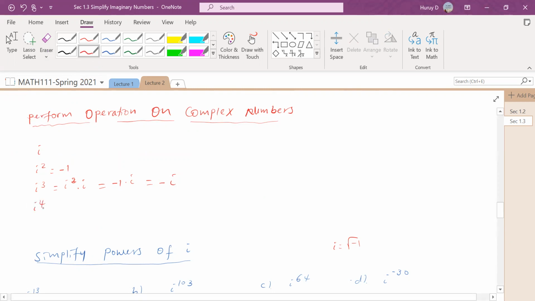i to the 4th is i squared times i squared. I can split this one into 2. And i squared, I know it's negative 1, so I will replace that by negative 1, negative 1. Negative 1 times negative 1 is positive 1. So we have 4 different values now: i squared, which is negative 1, i cubed, negative i, and i to the power of 4, positive 1. Now what happens if I continue?